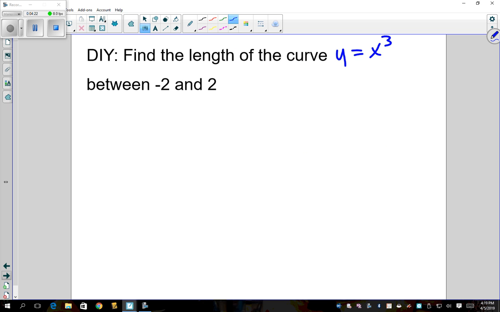So now we're asked to find the length of the curve. This is a slightly different function, y equals x cubed between -2 and 2. So this is a DIY. So go ahead, try it on your own, see if you can figure it out. Again, it's a pretty basic, straightforward problem, but go ahead, pause, and try it on your own.